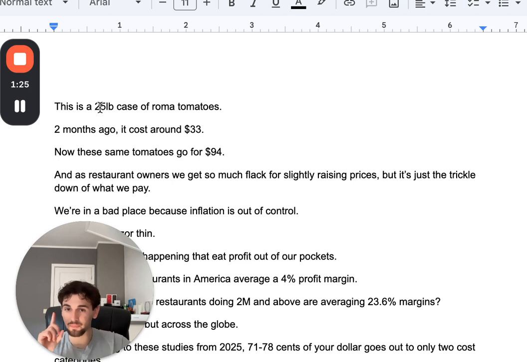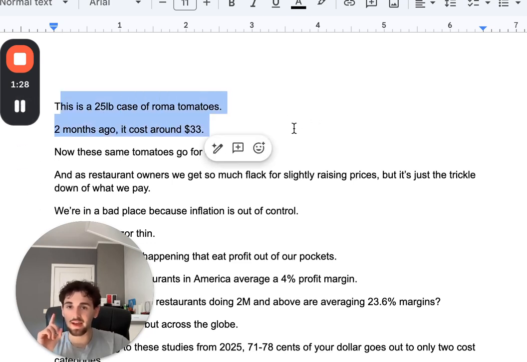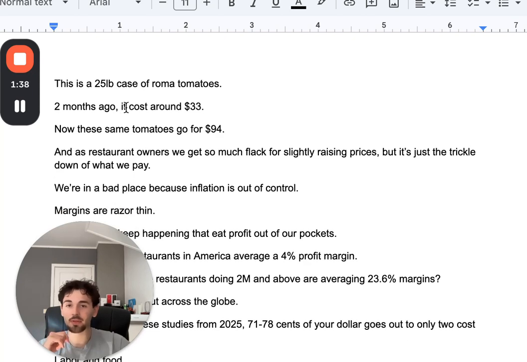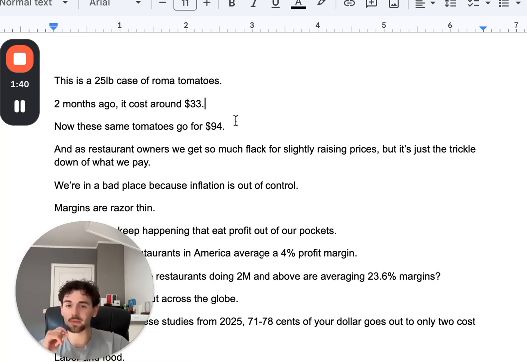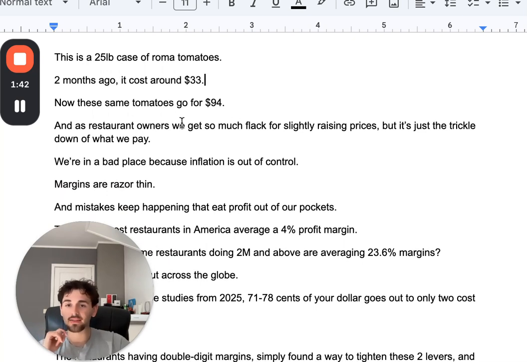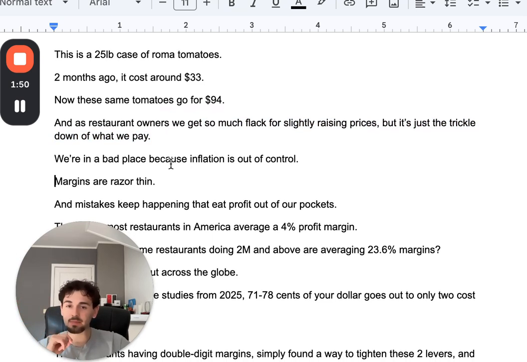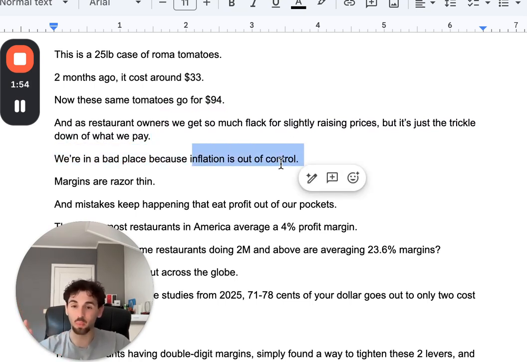And now if you just read this, you will see it's their exact words. I didn't tweak anything. I just took their words and put them into an ad so that they can relate to it. And then we say, this is a 25-pound case of tomatoes. 2 months ago, it cost around $33. Now these same tomatoes go for $94. And as restaurant owners, we get so much flak for slightly raising prices, which is the trickle down of what we pay. Notice, it's the same exact line. We're in a bad place because inflation is out of control. Again, same line, same words.